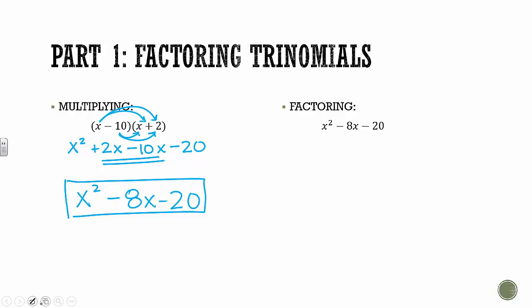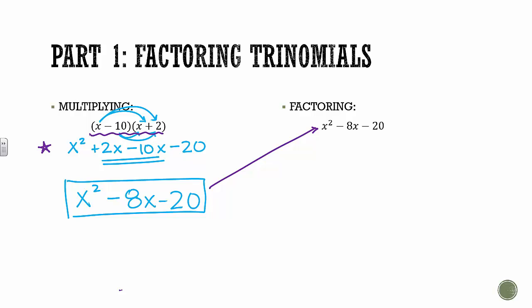Today we're going to go backwards. I am going to give you that, and you need to tell me that it breaks down into x minus 10 times x plus 2. So what we need to do is get it back to this 4-term polynomial, because when something's in 4 terms, we know how to factor it. We can factor by grouping.